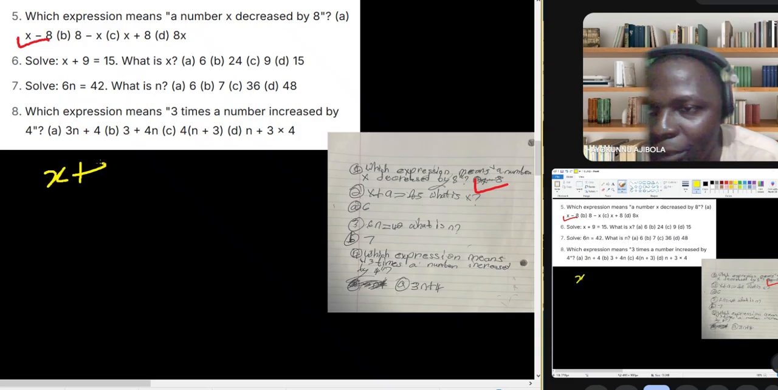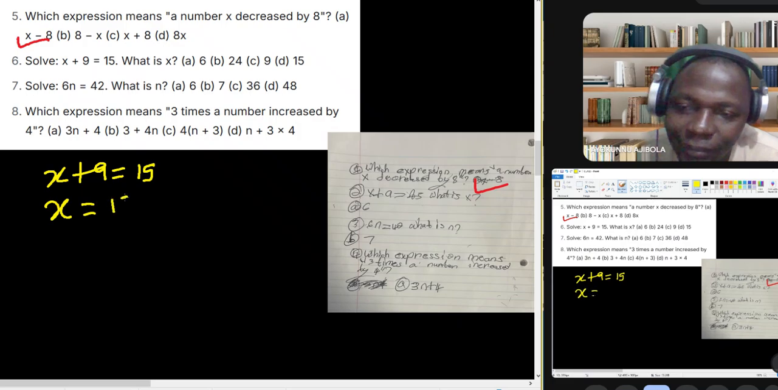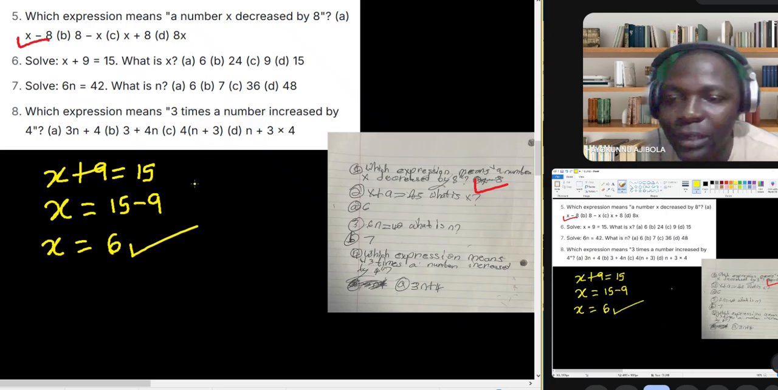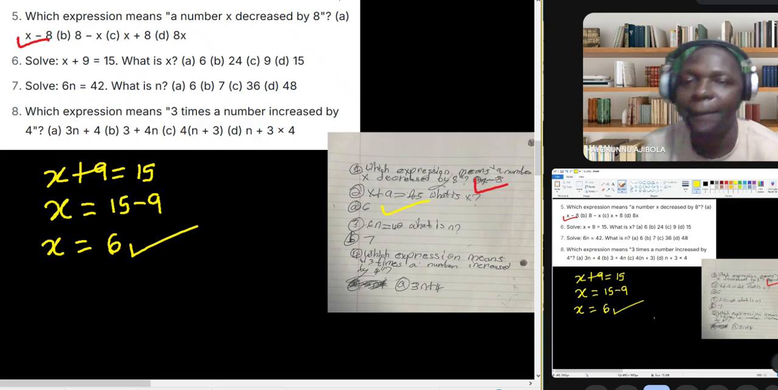x plus 9 equals 15. So what am I supposed to write next? x equals 6. That's the next step. If it's 3 marks, you just get 1 mark for the answer, okay?